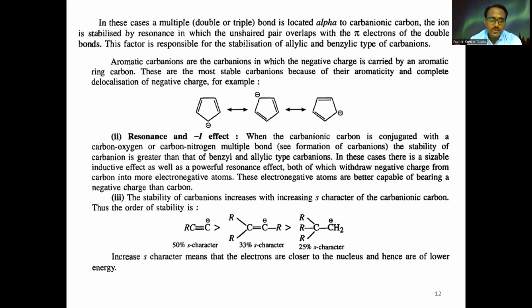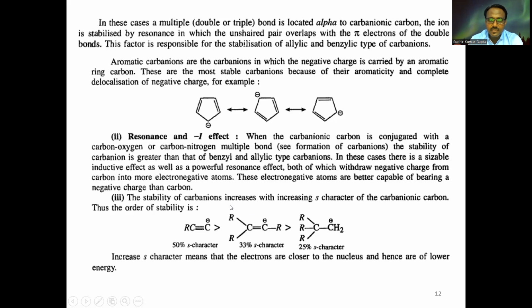Now, if we try to understand in terms of stability, if there is formation of a double bond or triple bond, then it is found that the carbanion is more stable if it has multiple bonds. That is, if the hybridization is sp, then it is more stable. Lesser in case of sp2, and least in case of sp3. Why? Because as hybridization moves from sp to sp3, the s character decreases. So the lesser the s character, the more is the instability of the carbanion.